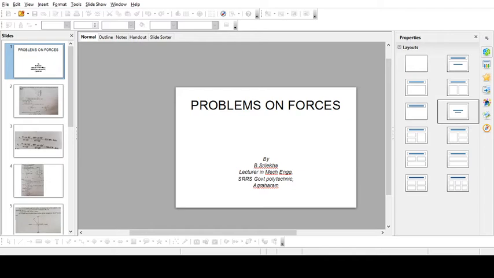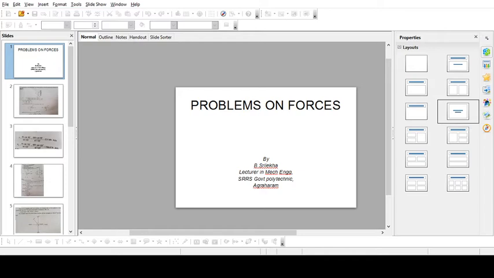Next we discussed the polygon law. The polygon law explains that if a number of forces are represented in magnitude and direction by the sides of a polygon, then the closing side represents the resultant of those forces. Say if you take a pentagon, four adjacent sides are the forces, and the fifth side would be the resultant.